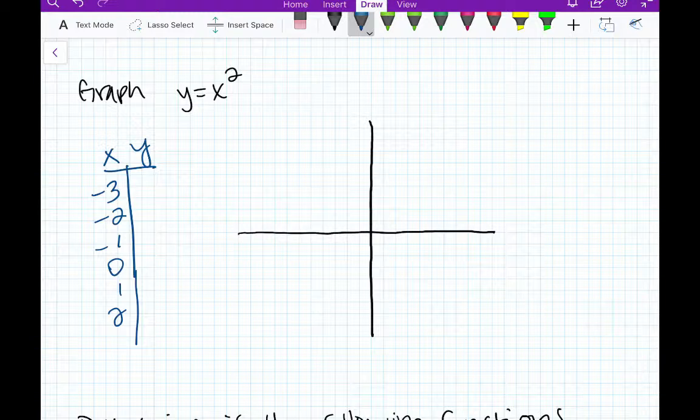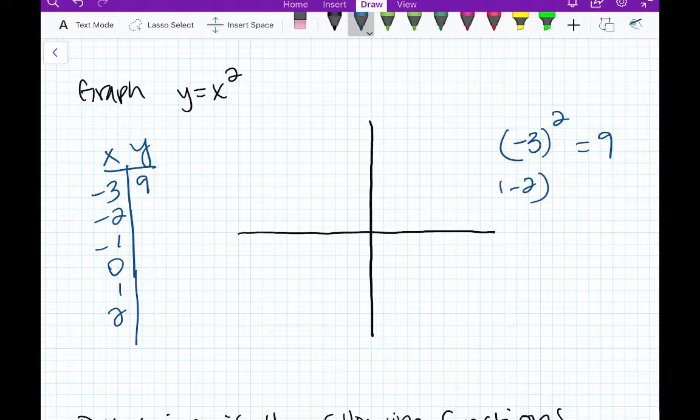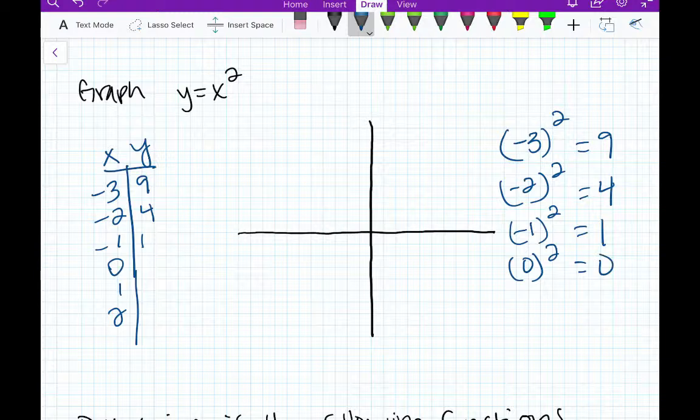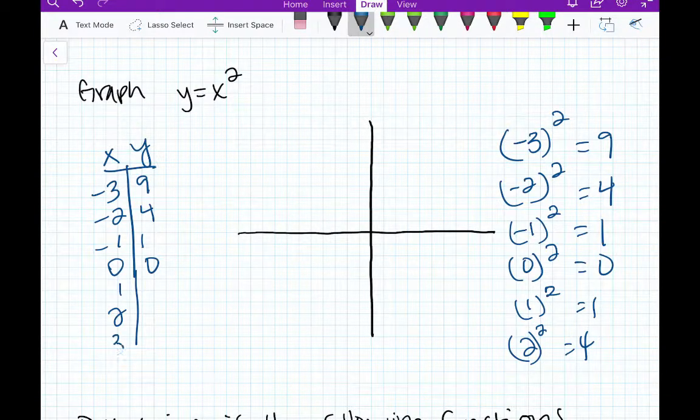So if x is negative 3, I'm going to square that, which is going to give me a positive 9. If x is negative 2, when I square that, I get a positive 4. Notice that when I square a negative number, I always will end up with a positive number. 0 squared is just 0. 1 squared is 1. And 2 squared is 4. And 3 squared is 9. I'm going to go ahead and add that. So 1, 4, and 9.